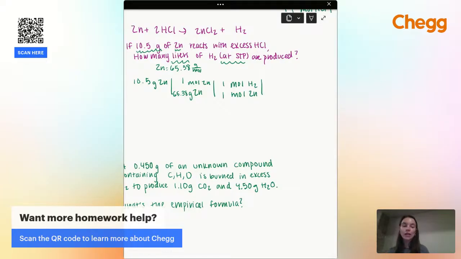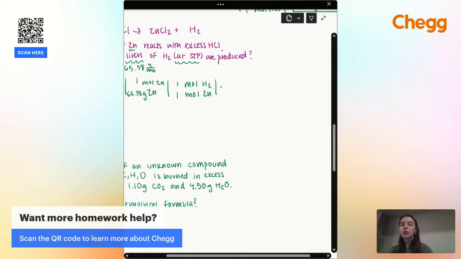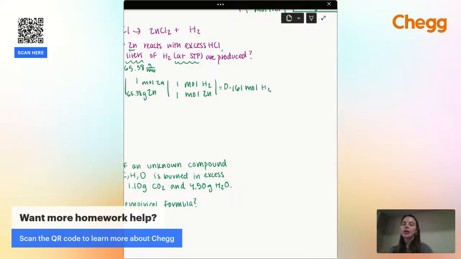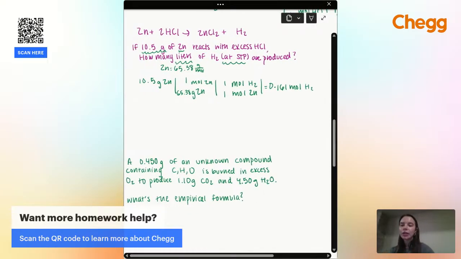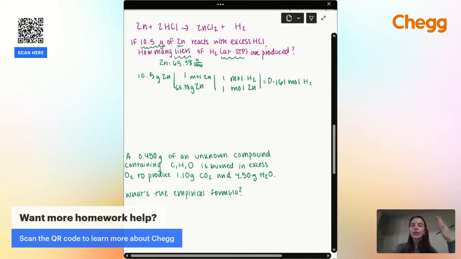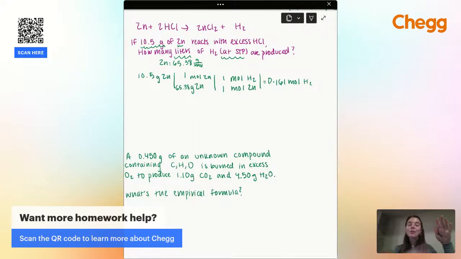You should have got 0.161 moles of H2. Hopefully that's making sense. I just did a multiply across the top and divide across the bottom to get that number. Now I want to go from moles of H2 to liters at STP. So I'm going to do 0.161 moles of H2.